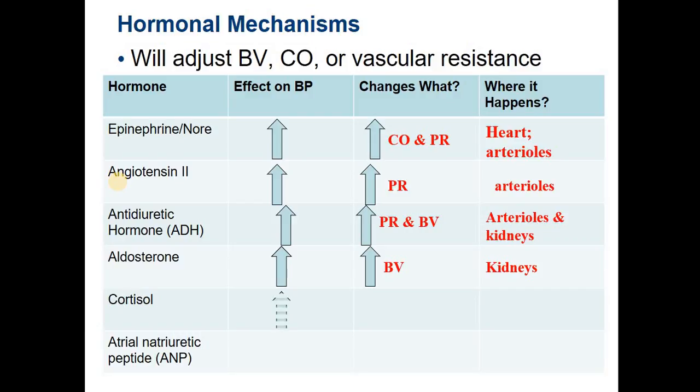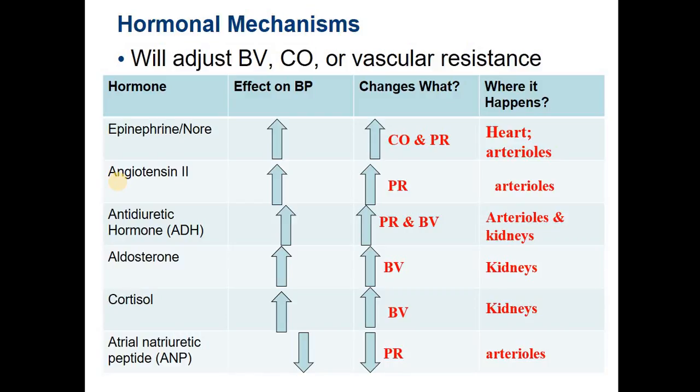You have cortisol. It works to increase blood pressure, and it changes your blood volume by increasing it, and it will work to decrease water and salt loss and cause you not to lose those fluids, and it works on the kidneys. Atrial natriuretic peptide decreases blood pressure by decreasing the resistance, and it is active on the arterioles.